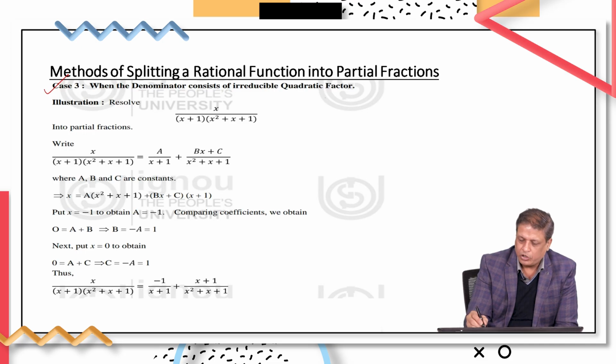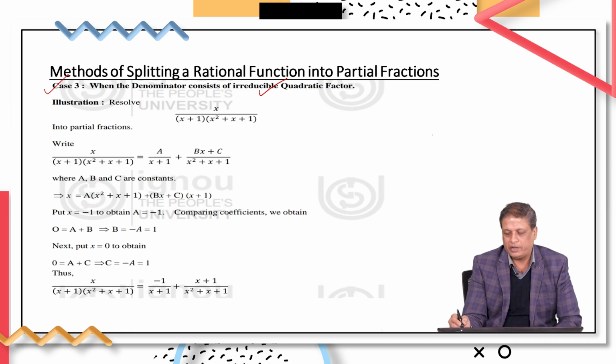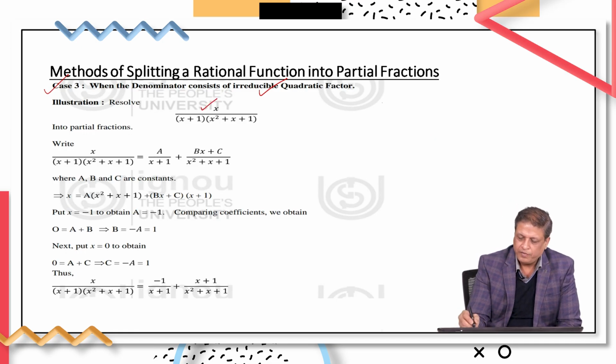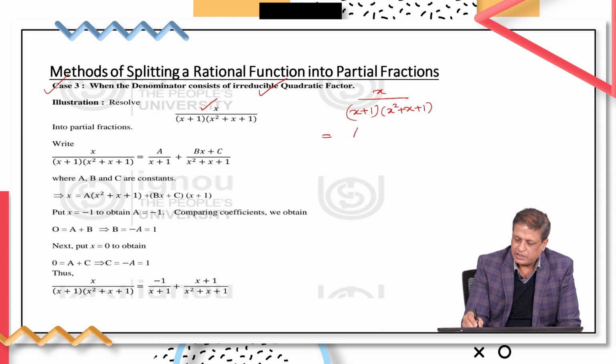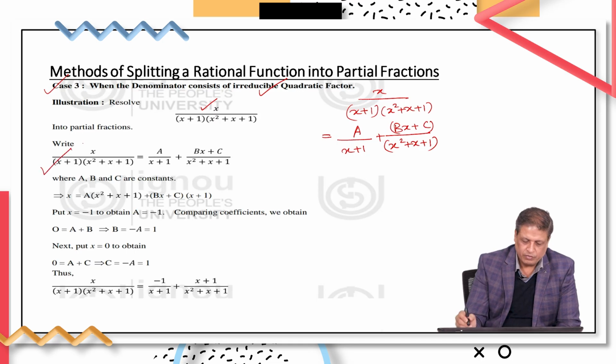In case number 3, the denominator is composed of an irreducible quadratic equation. Likewise, over here it is written in the form x upon (x plus 1) into (x square plus x plus 1), which is irreducible. So, that is why we can express this expression as a upon (x plus 1) plus (bx plus c) upon (x square plus x plus 1). So, we decompose the expression into this format, which is given over here.